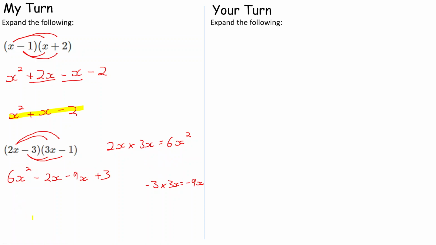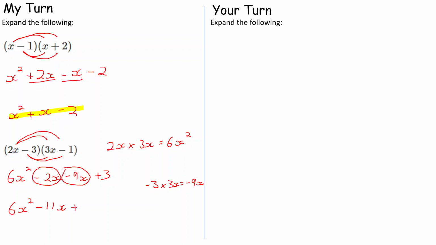There we go. And then we're not finished because we've got our like terms. We've got a minus 2x and we've got a minus 9x that we can go and combine. Because they're like terms, because they both end with the same letter. So you've got negative 2x, take away 9x. So you're at minus 2, you take away 9, you get to minus 11. So it's going to be minus 11x.